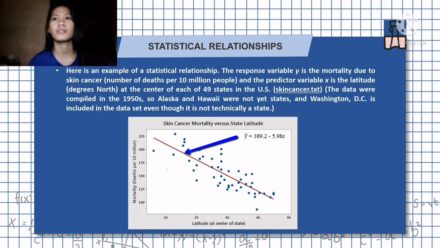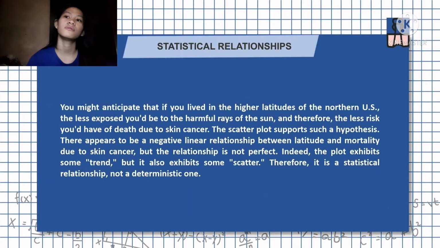So here is the table of skin cancer mortality versus state latitude. You might anticipate that if you live in the higher latitudes of the northern US, the less exposed you should be to the harmful rays of the sun, and therefore the less risk you'd have of death due to skin cancer. The scatter plot supports such a hypothesis.